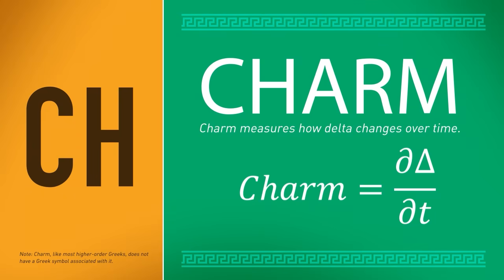Gamma was also a second derivative of the Black-Scholes option pricing model. Now with gamma, we differentiated the model with respect to price, and then again with respect to price. What charm does is it shares delta as that first layer, if you will, but then it differentiates the model with respect to time. So the first differentiation is with respect to price. The second differentiation is with respect to time.